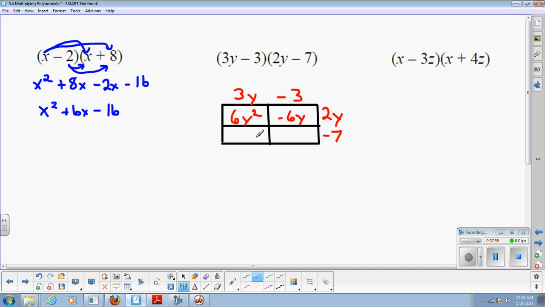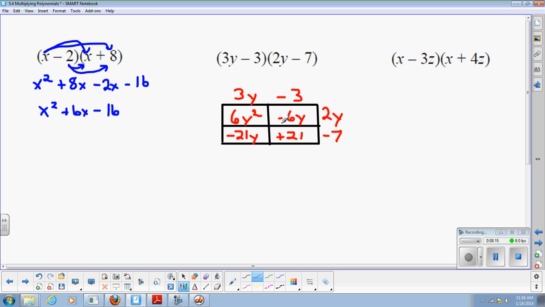I want to repeat that now for 3y and the 3 with now the negative 7. So 3y and negative 7 would meet in this box. 3 times negative 7 is a negative 21. And then I'm going to put a y. And now negative 3 times negative 7 would be plus 21. So I have now done all my multiplying.